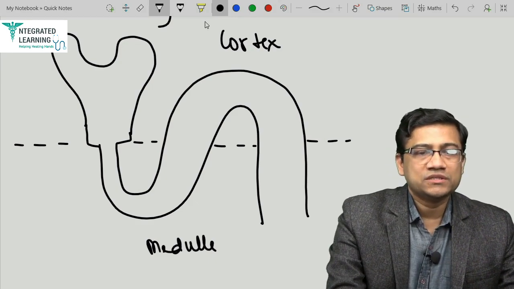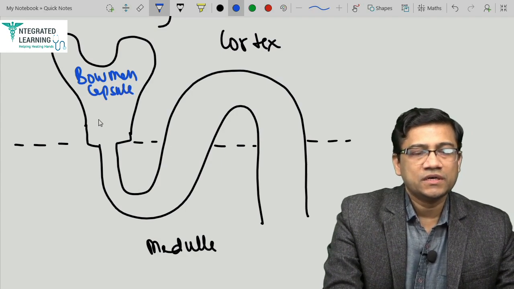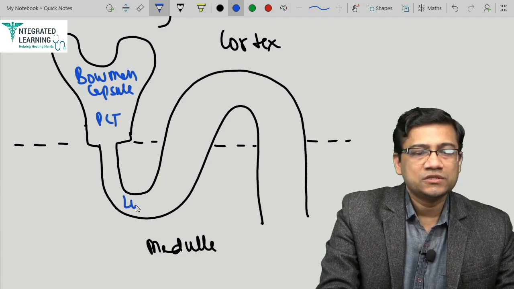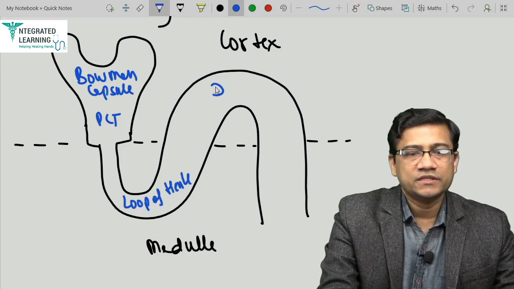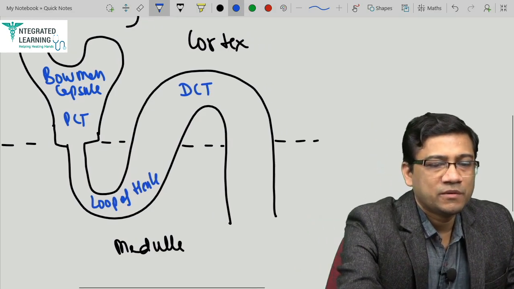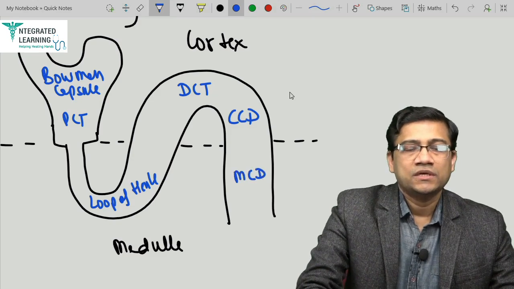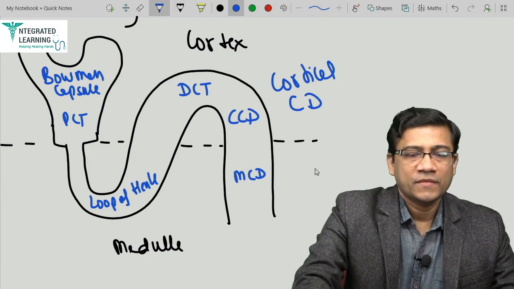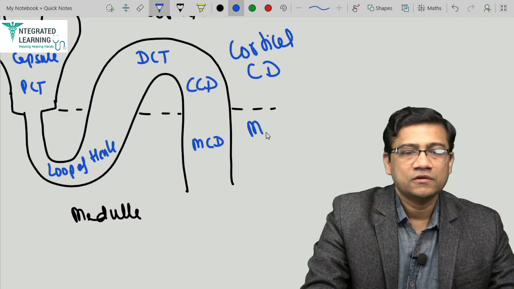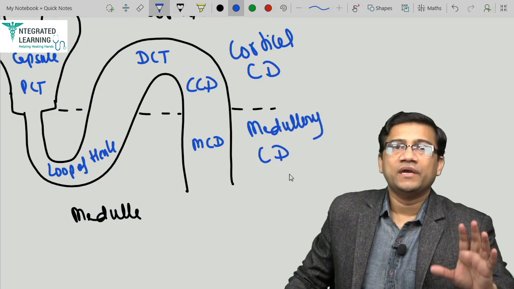Now this structure is Bowman's capsule. This is the PCT, as we all know. This is the loop of Henle. This is the DCT, and the special parts we discuss are CCD and MCD. CCD is cortical collecting duct and MCD is medullary collecting duct. So these are the main parts of the nephron.